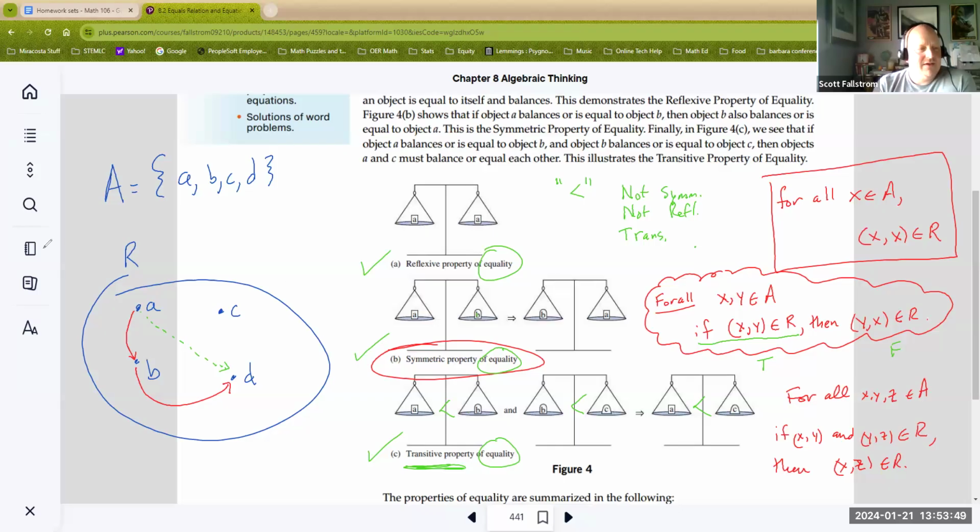Okay. So here we go. Let's take a look. Maybe we can take a look at some pictures and see what kind of a relationship we have based on these three rules. So over here, I'll draw a relation and let's see how we do.